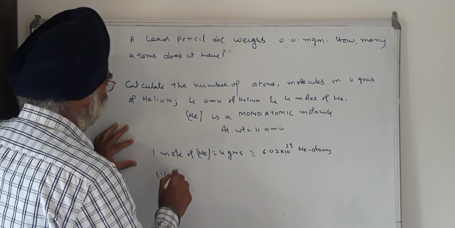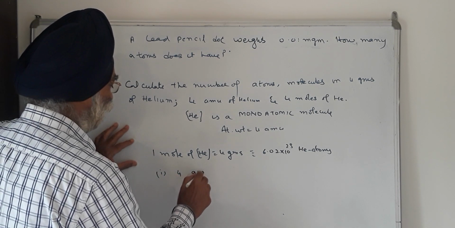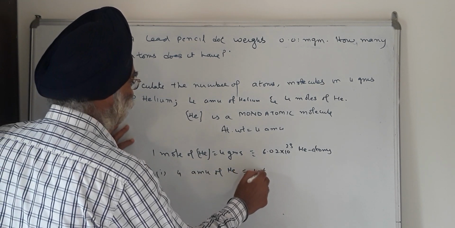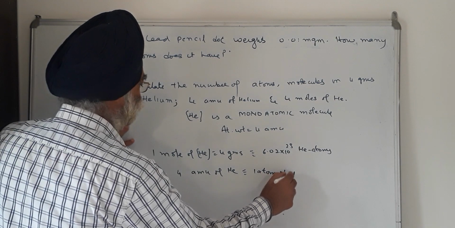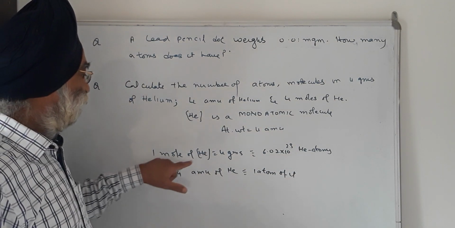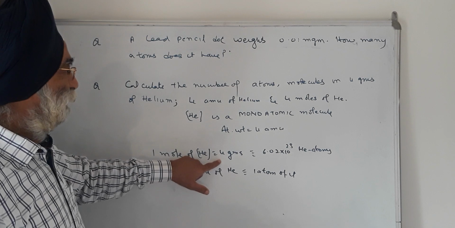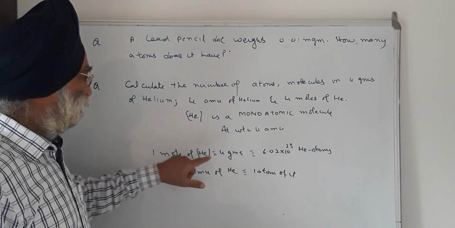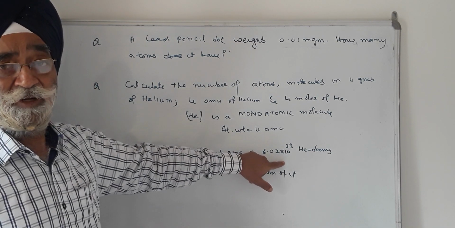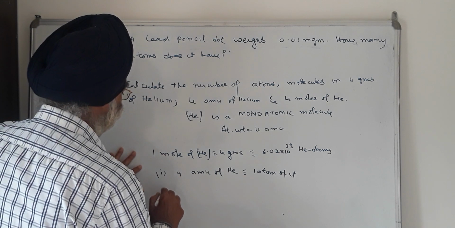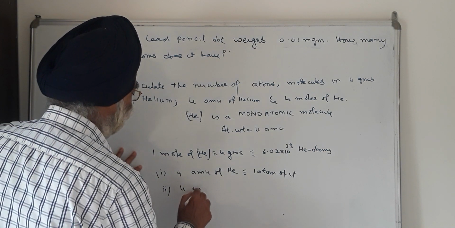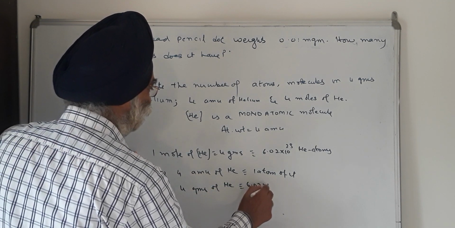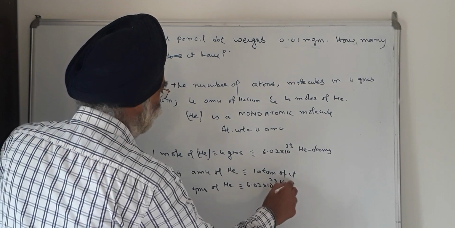So number 1, 4 AMU of helium is 1 atom of it. Second part, 1 mole or 4 grams. 4 grams of helium have Avogadro's number of helium atoms. Second part, 4 grams of helium, it has 6.02 10 raised to the power 23 helium atoms.